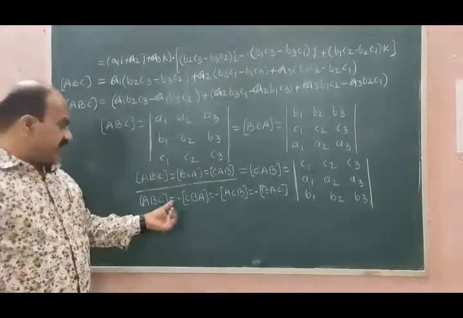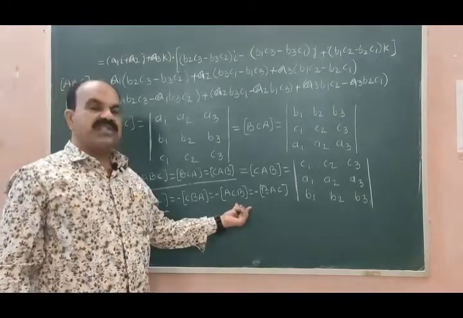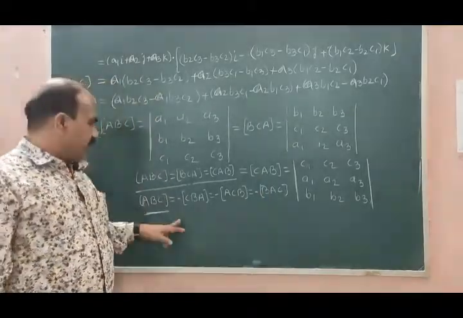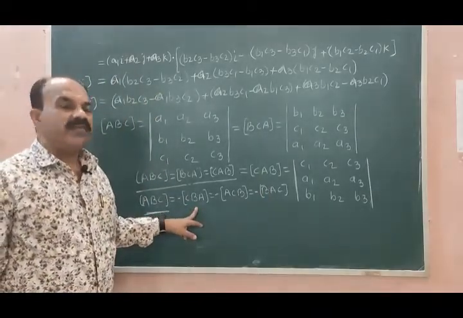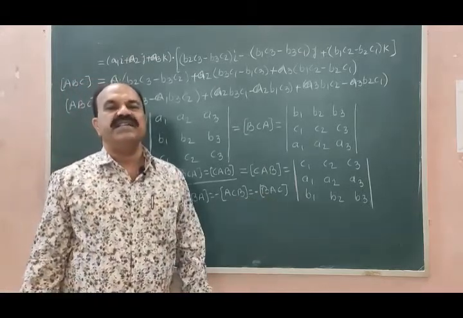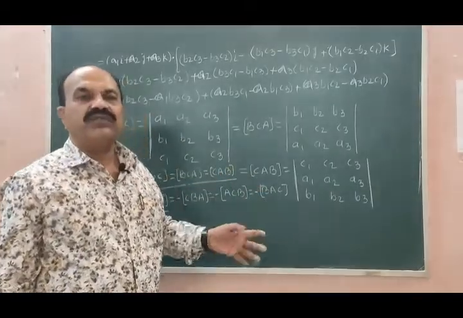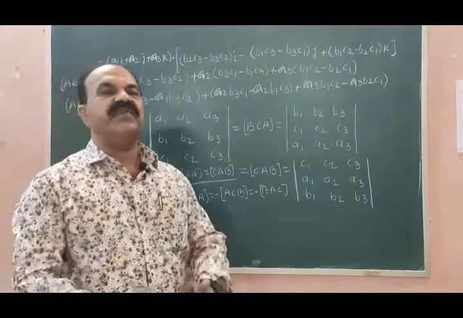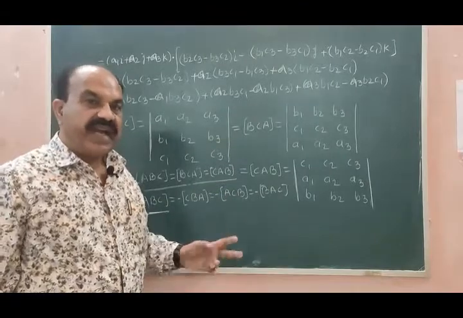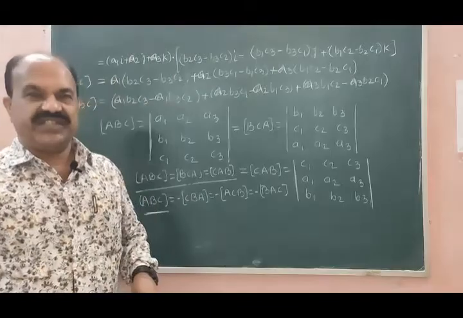box product ABC is minus of this box product, because this is anti-cyclic permutation. This is also anti-cyclic permutation. In cyclic permutation, the value of the box product remains the same. In case of anti-cyclic permutations, the magnitude remains the same, but the sign is changing.